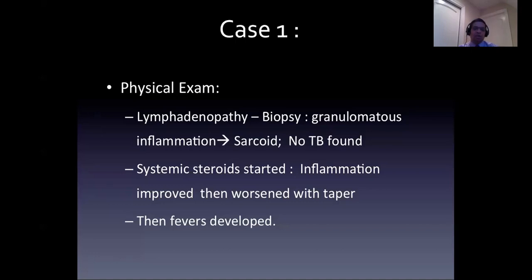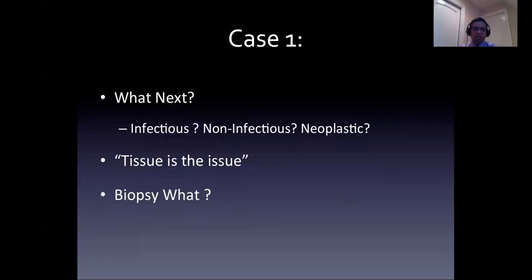And this patient was thought to have sarcoid, and the patient was started on systemic steroids. But inflammation improved initially, but then as the steroids were tapered, the patient worsened. Fevers developed. So now we're stuck. We've got somebody who kind of got better on steroids and then it's getting worse again. Did we miss something? Did we really miss what was going on? Is this infectious? Did we miss it?